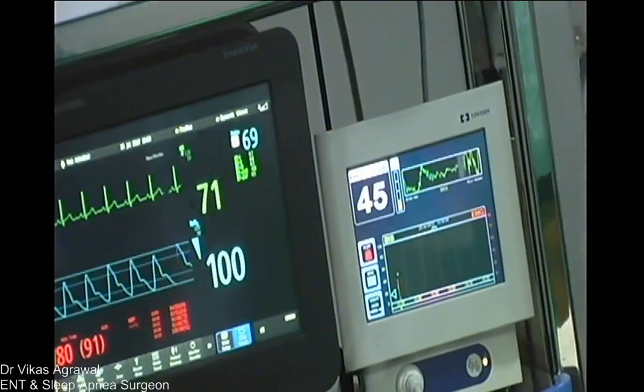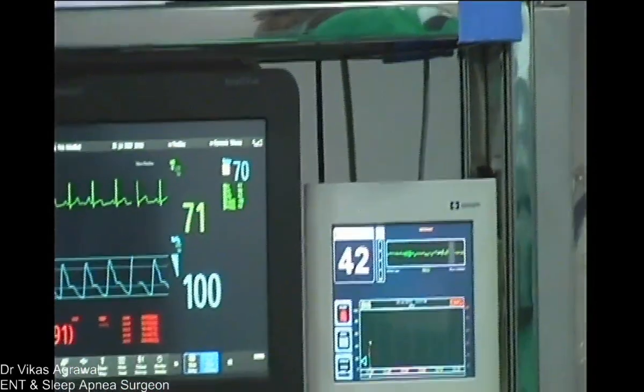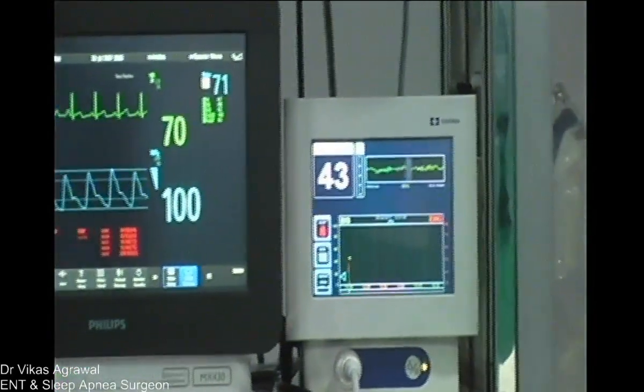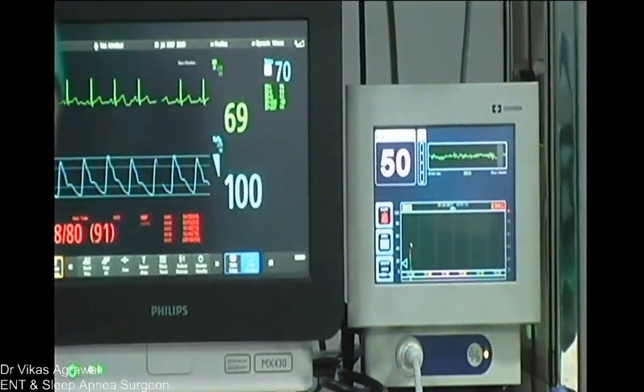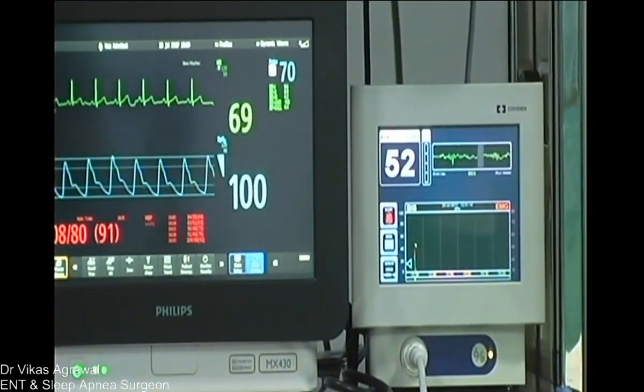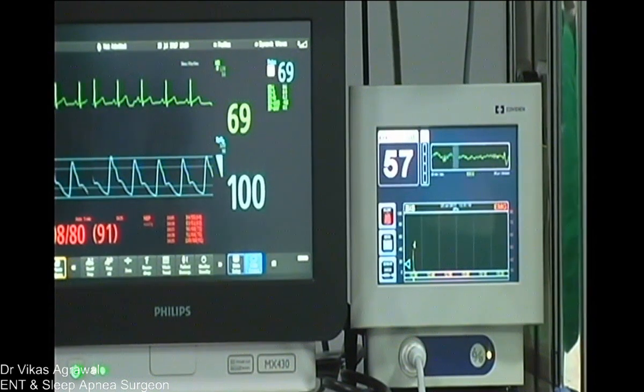Keep this straight. Correct. Now see this, still the base is in the range of 40. This is the anesthesia range. We'll wait for the patient to come out. Kalpesh, how much time do you think he is going to take? 5 to 7 minutes he will take to come out.